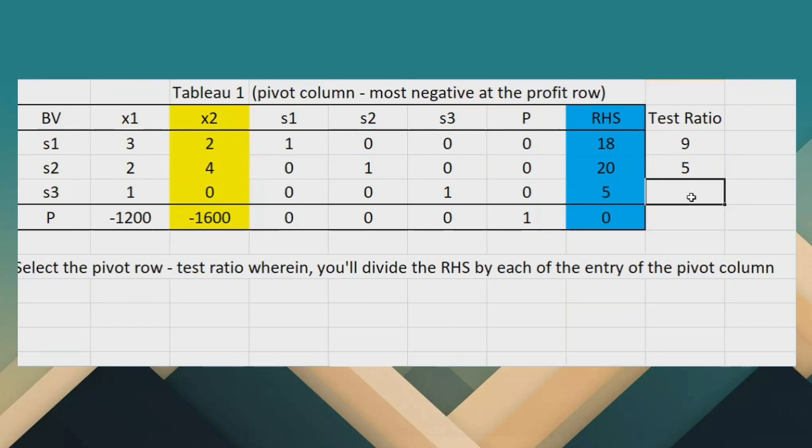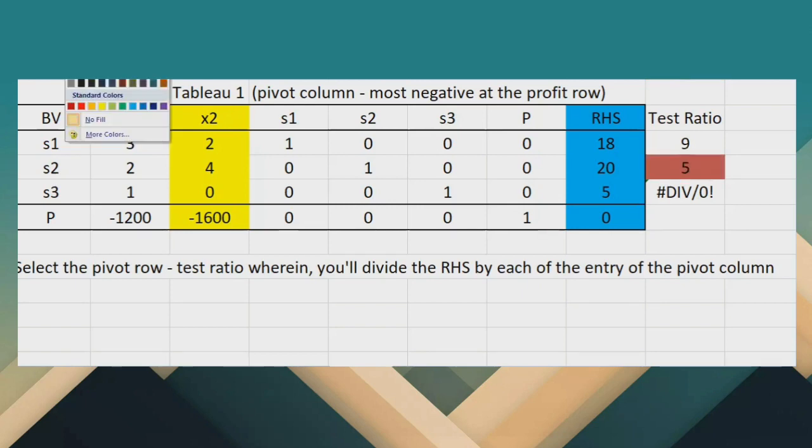And then lastly, divide natin yung blue sa yellow. So 5 divided by 0, alam niyo namang undefined, math error. Bawal yon. Any number divided by 0 is undefined or math error. Okay? Next, choose the smallest positive here. So the smallest positive is this one. Tama ba ko? Yung 5.